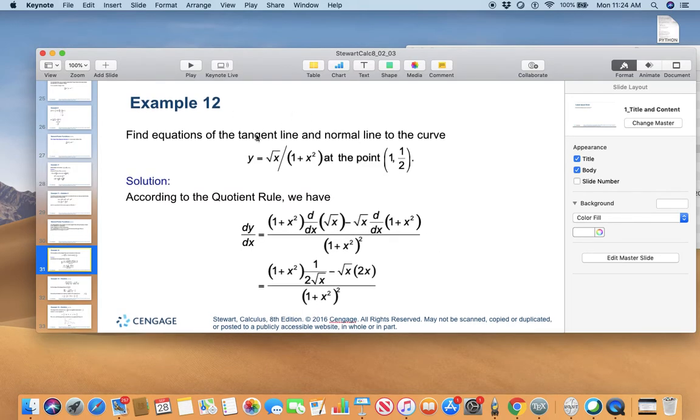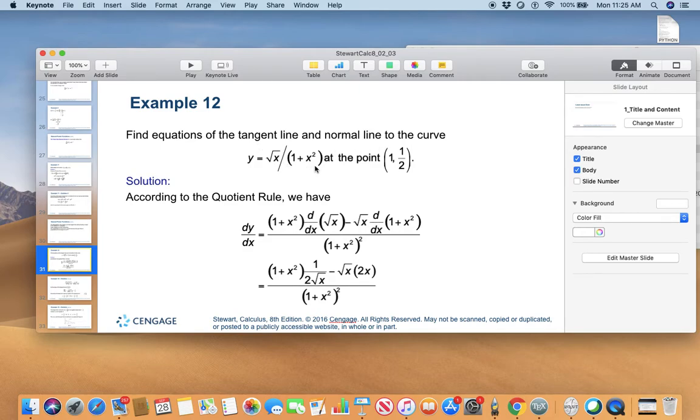The question is, find the equations of the tangent and normal line. So this is your curve. It's a complicated curve. If you use the limit definition, it will be rather difficult. So let's just use the formula, and the point in question is (1, 1/2). Make sure when x is 1, what happens? Upstairs I get square root of 1, which is 1. Downstairs I get 1 plus 1, 2. So half. So that is indeed a point here.